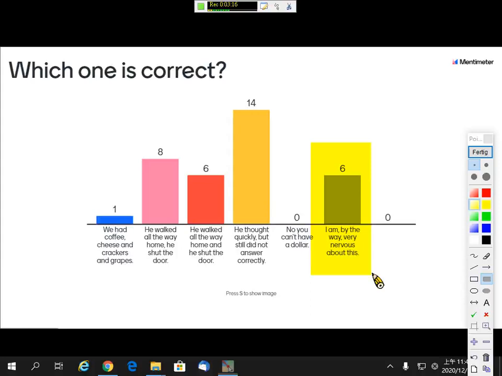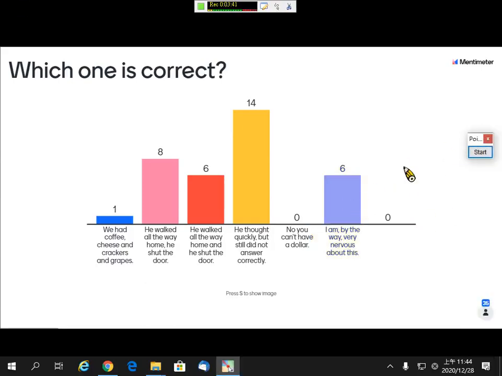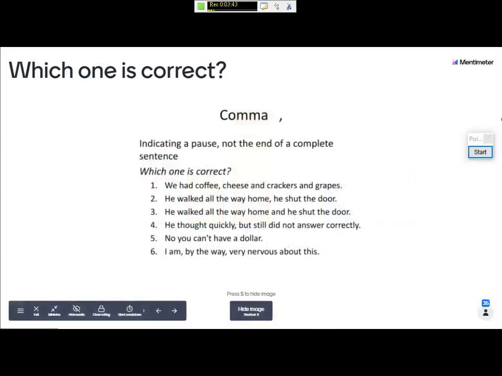By the way, give the readers, your audience, a little time to pause. I am, comma, by the way, comma. So basically, by the way is a modifier to provide the pause. I'm very nervous about this. So this is a complete sentence. And let's try to identify why the other 5 were all wrong.